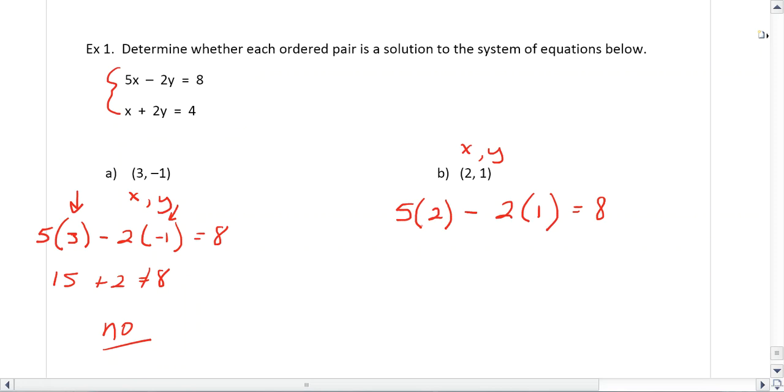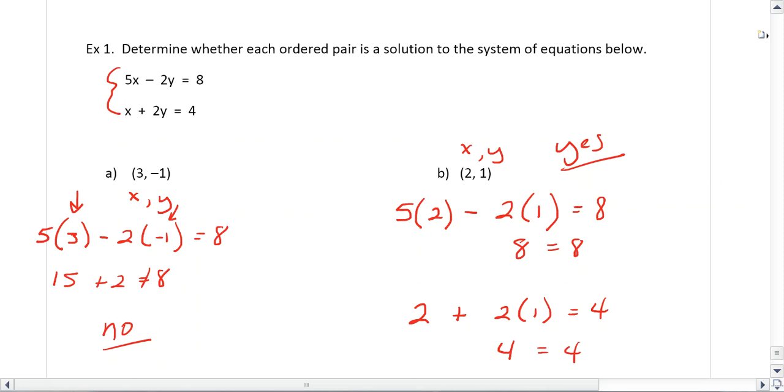So in this first equation, 10 minus 2, oh, it does work. 8 equals 8. But remember, it can't just work for one, it has to work for both. So putting in the 2 for the x in the second equation and the 1 for y, does this equal 4? And indeed it does. So we can say yes. 2, 1 is a solution for this system.